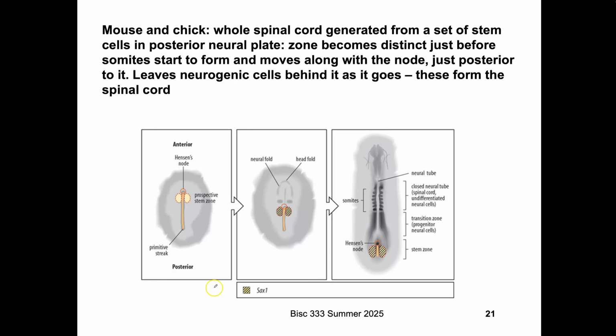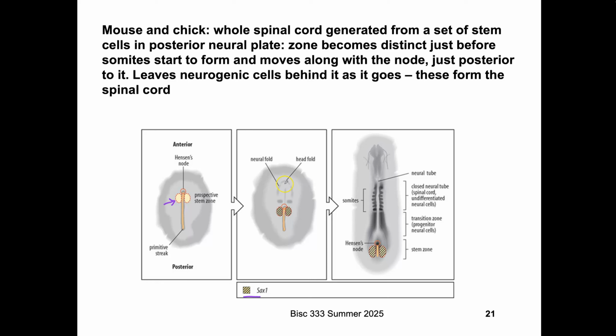It's pretty interesting. And then both in the mouse and the chick, but it's studied a lot more often in the chick because the chick embryo is just more accessible, there is this zone of prospective stem cells, and it expresses this gene SAX1. That's one of the markers for these structures.